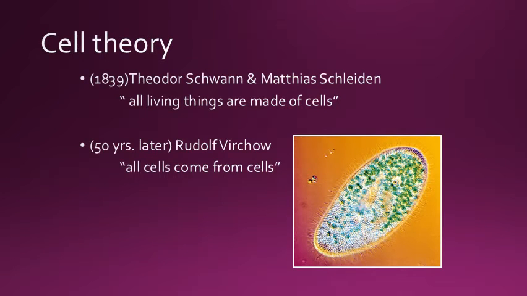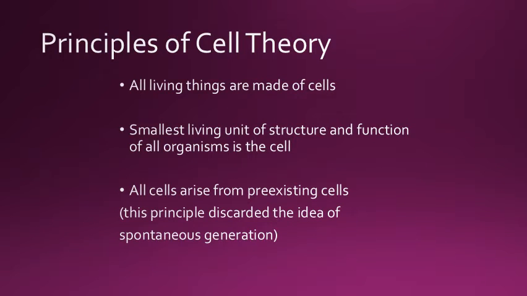Later on, the cell theory was invented. Theodor Schwann and Matthias Schleiden figured out that all living things are made of cells, and 50 years later, Rudolf Virchow figured out that all cells come from cells. So this led to our modern cell theory, and here they are in different words. You can pause here if you need to.